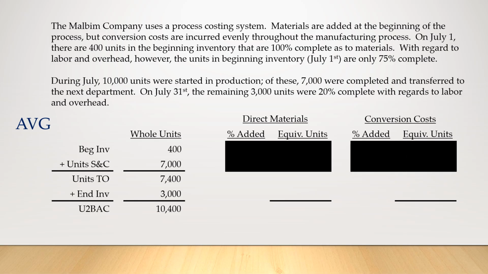We can start by calculating the equivalent units for units transferred out, which will be 100% for both materials and conversion costs. If the units were transferred to the next department, then they must have received all of their necessary materials, labor, and overhead from this department.